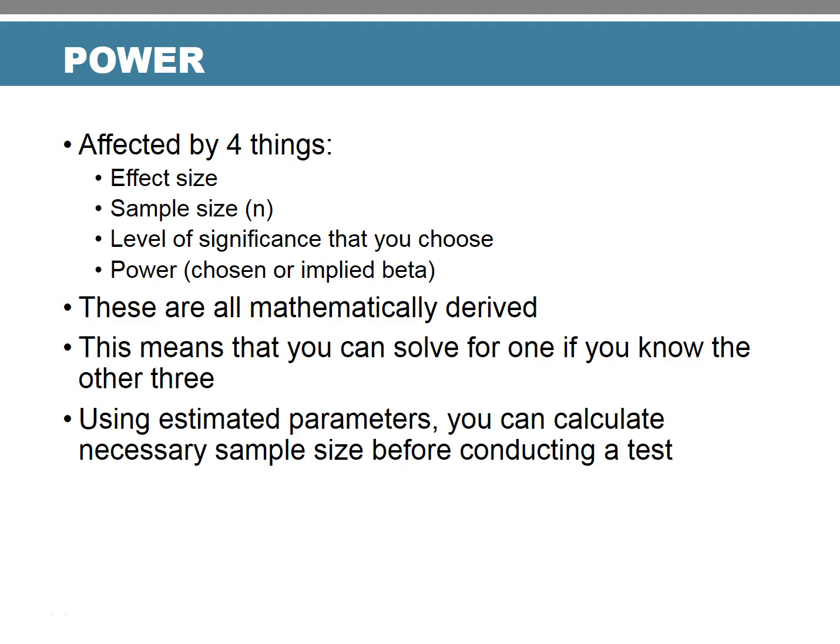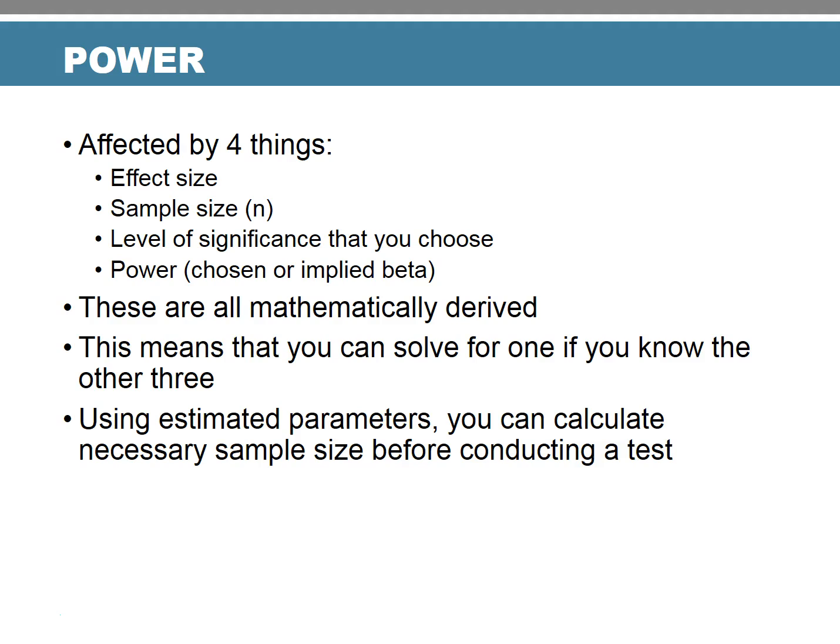Power is affected by 4 things. Our effect size that is demonstrated by the study. So the effect size is just how strong that difference is between the groups. Our sample size, our level of significance that was chosen. Again, typically this will be 0.05. And then our power, which is chosen, or our implied beta. So these are all mathematically derived. What that means is that if you know one of them, you can solve for the other 3.